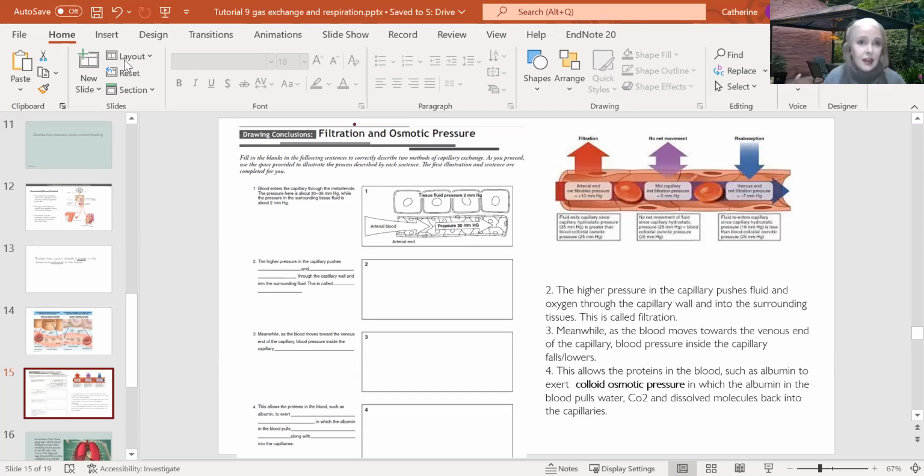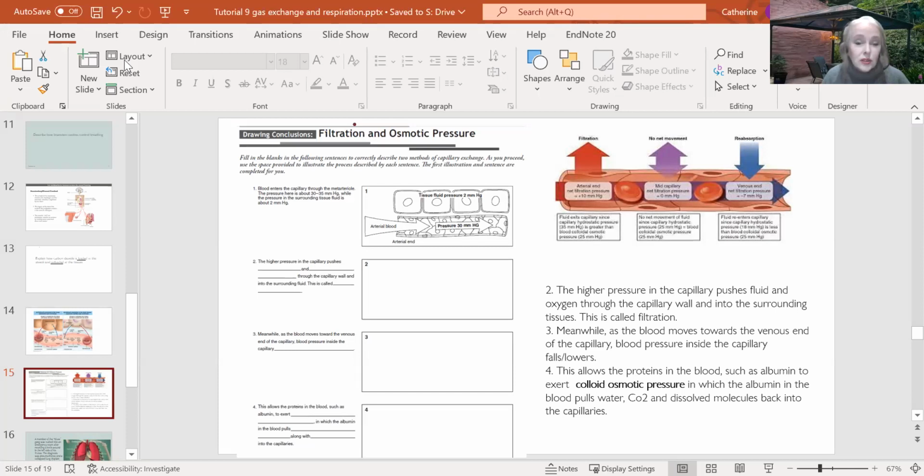Okay. So osmotic pressure is talking about how much stuff is in blood compared to how much stuff is in whatever space that blood happens to be going in. In this case, we're talking about, obviously, the alveoli. So we just have to figure out where things are moving and why. Capillary pressure is higher, pushes fluid and oxygen molecules through the wall and into the surrounding tissue. Yep, and that's called filtration.